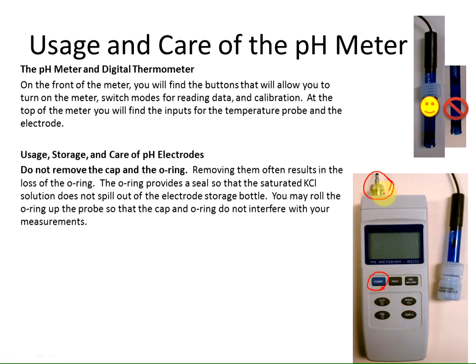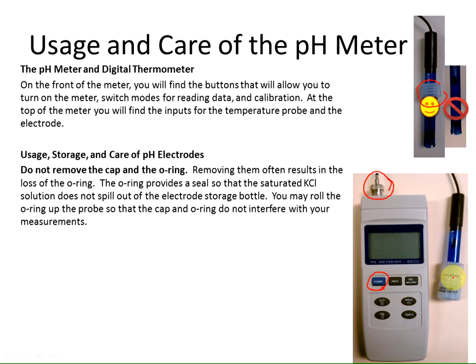Now on your pH electrode, you will find a cap with an O-ring. Removing them often results in loss of the O-ring, so do not remove the cap and the O-ring. The O-ring provides a seal so that the saturated potassium chloride solution does not spill out of the electrode storage bottle. So you can roll the O-ring up the probe so that the cap and the O-ring do not interfere with your measurements. Simply roll it up. And then when you're done, you can roll it back down so that the probe fits nicely into your saturated solution.